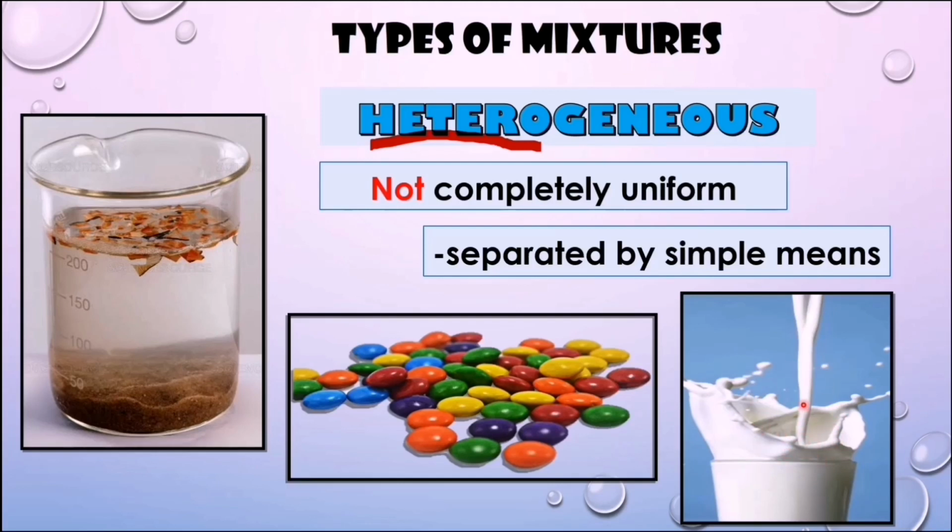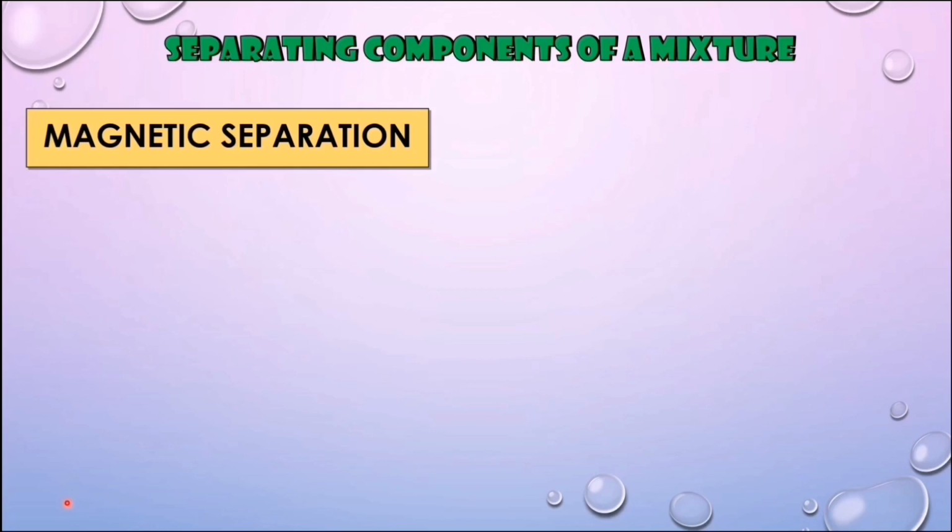Okay? Heterogeneous mixtures are not completely uniform, very obvious, and can be separated by simple means. For example, these nips. Nips have different colors, okay? You are going to separate them according to their colors. You can identify which is yellow, orange, green, and blue. So, you can separate them. And another example is a mixture of liquid and solid, water and sand. You can separate it, right? Of course, you can separate it because it is a heterogeneous mixture. Okay, so there are methods of separating mixtures.